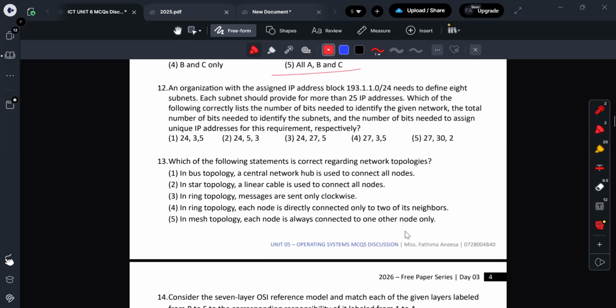Okay, so yes, we are into some nitty-gritty. An organization with the assigned IP address block needs to define 8 subnets. So they are asking for 8 subnets, and each subnet should provide for more than 25 IP addresses. Which of the following correctly lists the number of bits used to identify the given network?